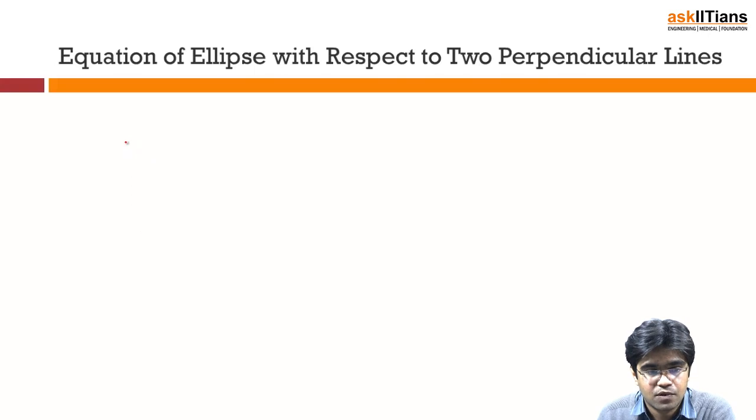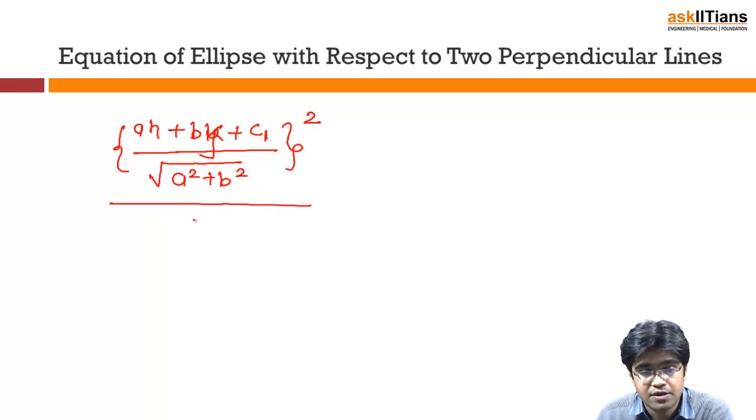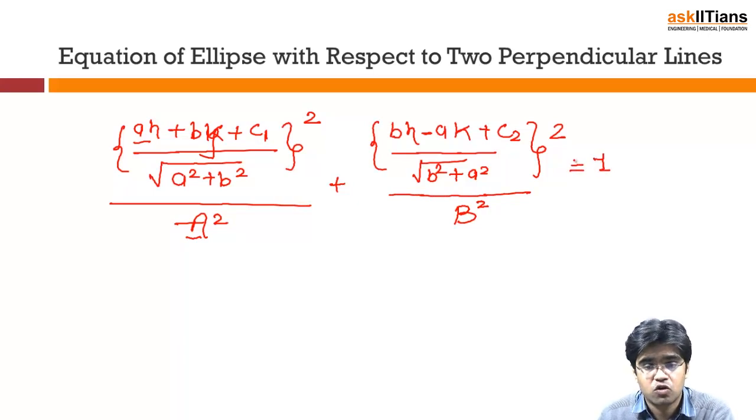So what equation am I going to write? I am going to write it as (ah plus bk plus c1) divided by root of a square plus b square; this is my X. So X square divided by A square, where capital A is the length of the semi-major axis, so as to differentiate it from this small a, plus the length of the perpendicular from the second line, that is (bh minus ak plus c2) divided by square root of b square plus a square, whole square, because this is Y, divided by capital B square, that is my semi-minor axis, equals 1. So this is my equation of the ellipse with respect to two perpendicular lines.